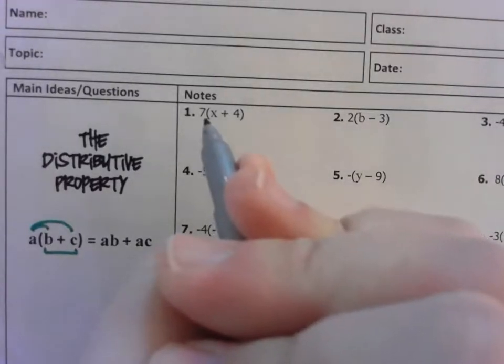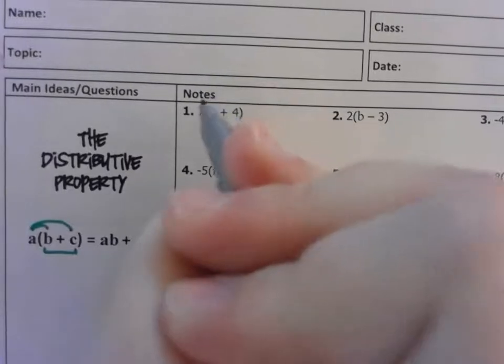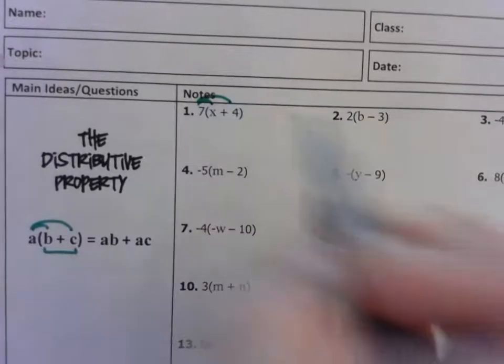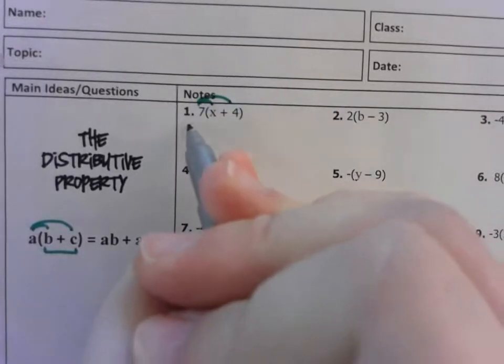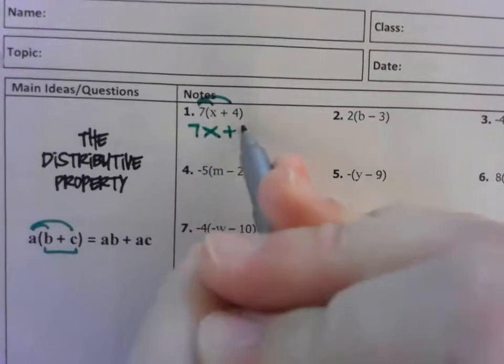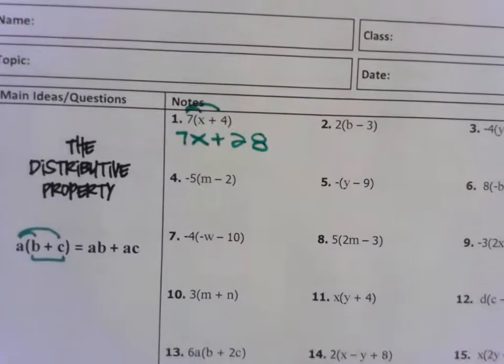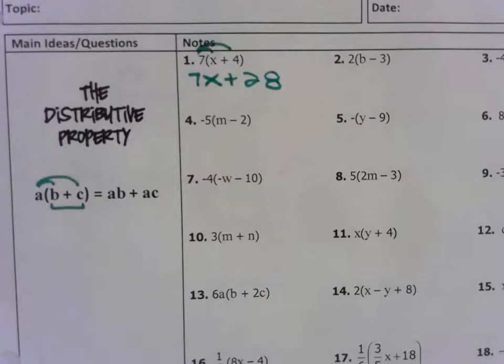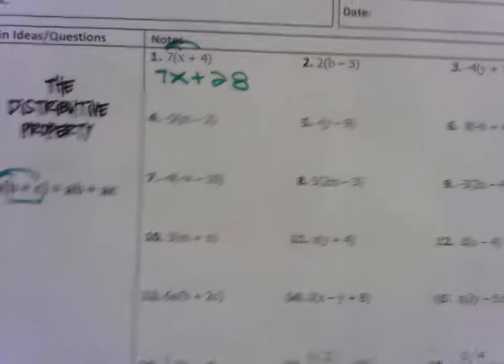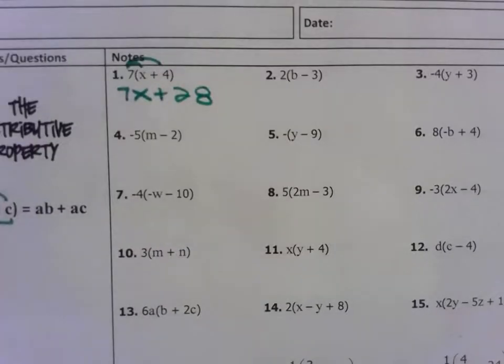So 7 times x plus 4. Distribute the 7. I'm going to get what, Colton? You're going to get 7x plus 28. 7x plus 28. You take that 7 and you distribute it, or multiply, to everything in the parentheses. Now, if you had 3 things, you would do the same thing. 7 times x plus 7 times 4. 7x plus 28.